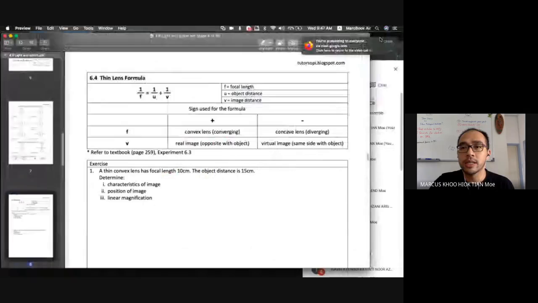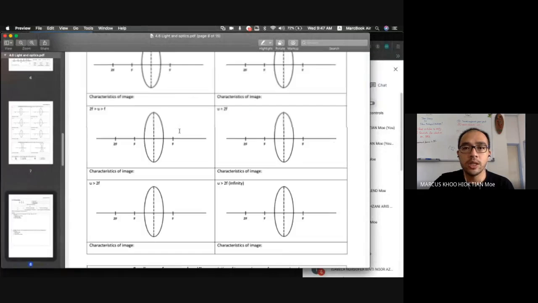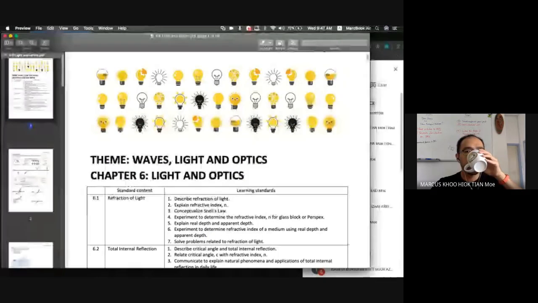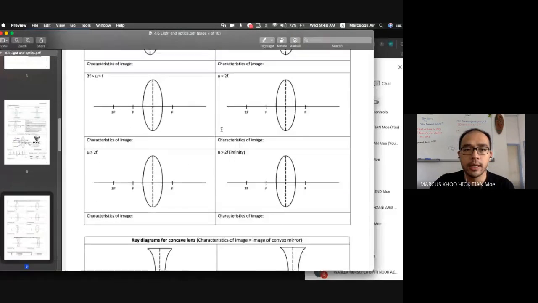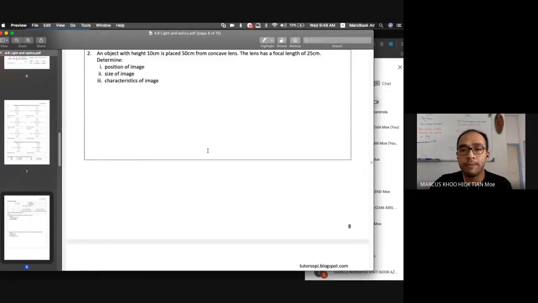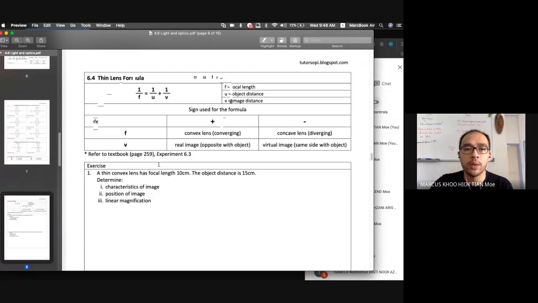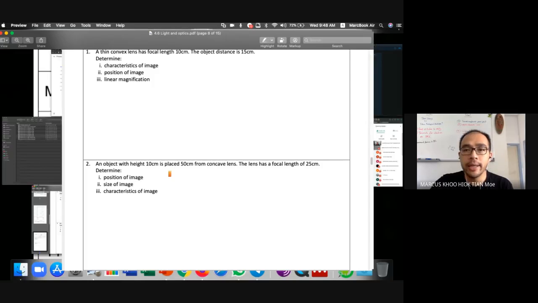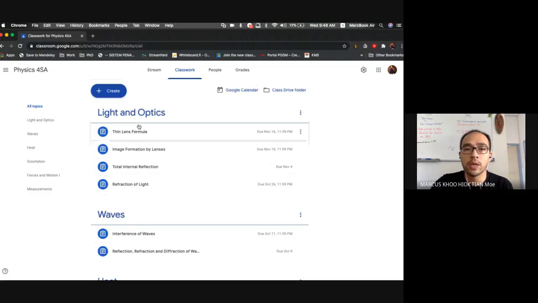So this is the worksheet that I gave you yesterday. Can you see this worksheet? This is the front page, the one with the light bulbs. Can you see the worksheet, people? Yes, okay, thank you. Most of this worksheet we have already covered, so you kind of got it a little late. But I want you to go to page 8. I want you to answer these two exercise questions and hand it to me in your Google Classroom.